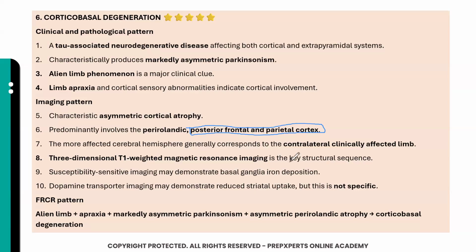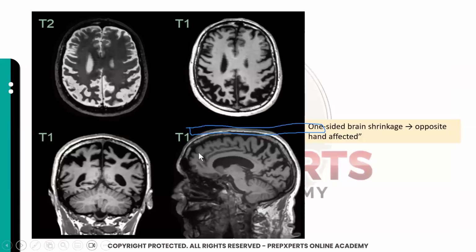3D T1 MR is the key structural sequence. Susceptibility sensitive imaging may demonstrate basal ganglia iron deposition. That can be seen as well. Dopamine receptor imaging may show reduced striatal uptake, but that is non-specific. So you can see that this reduced striatal uptake is present in a lot of diseases: in Parkinson's, in dementia with Lewy bodies, and even in others. So this is a non-specific thing. So do not choose this in your question if they are asking about a specific imaging. So alien limb, apraxia, markedly asymmetric Parkinsonism, and asymmetric perirolandic atrophy is pure corticobasal degeneration. Let's have a look at the image.